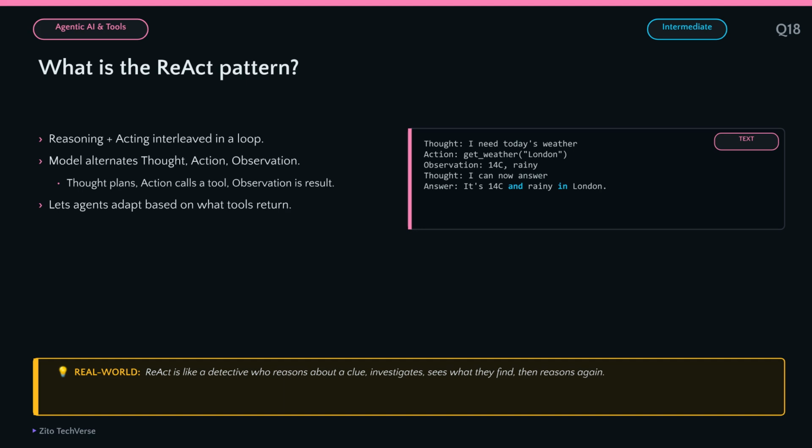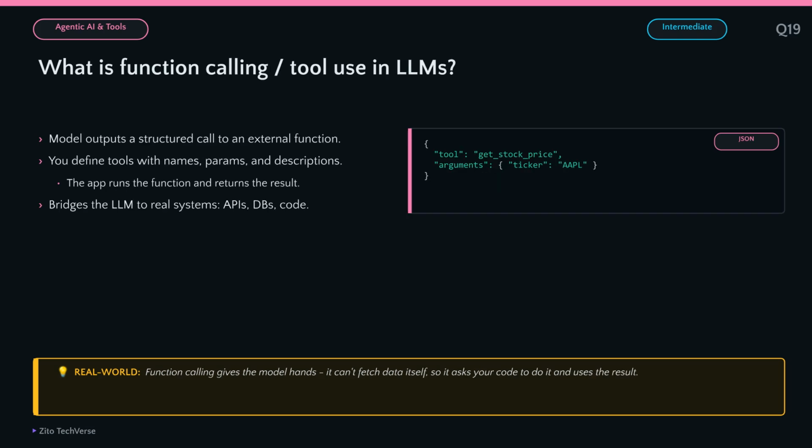Question 18. What is the ReAct pattern? It is a framework where agents interleave reasoning and acting. The model generates a thought to plan, performs an action using a tool, and assesses the observation before repeating the cycle.